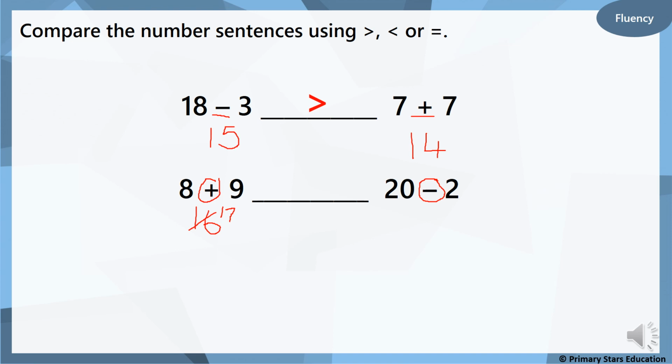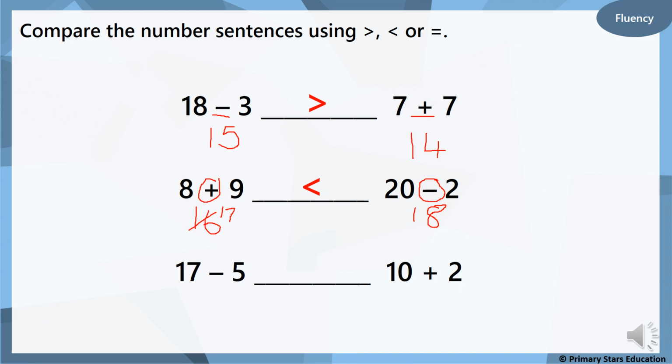Now we've got 20 and this time we are subtracting 2. Put 20 in your head, 19, 18. We have got 18. I'm very sorry, I've got very noisy children in the background today. So we would say 8 plus 9 is less than 20 minus 2.